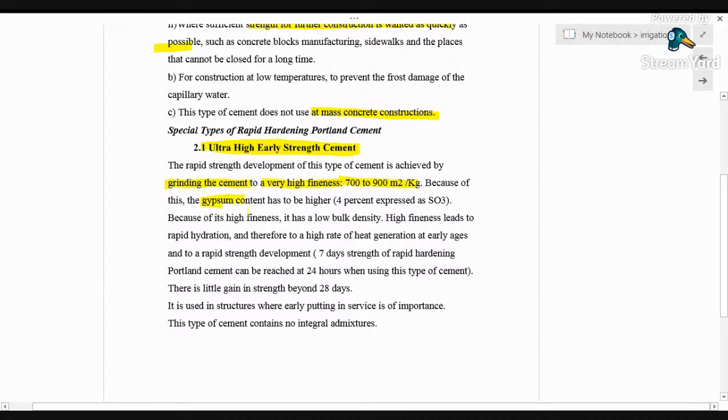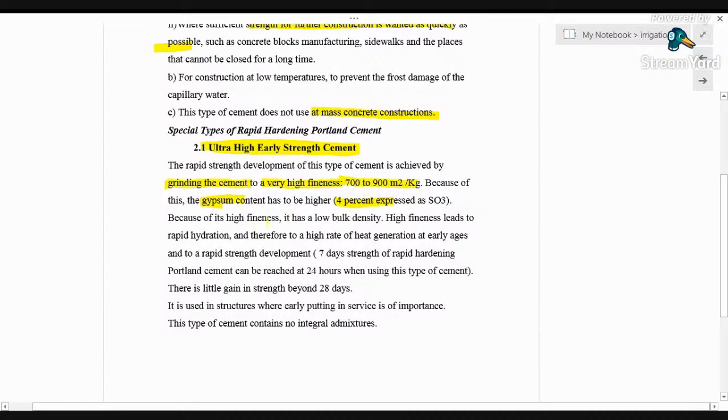Gypsum is generally used as a retarder. In cement, we use gypsum as a retarder, meaning to delay the setting time. As we are grinding the cement to very high fineness, the rate of heat of hydration will be very high, so the cement will gain the strength as quickly as possible. So in order to delay the setting time, we add some amount of gypsum to the cement. Generally we take 4%.